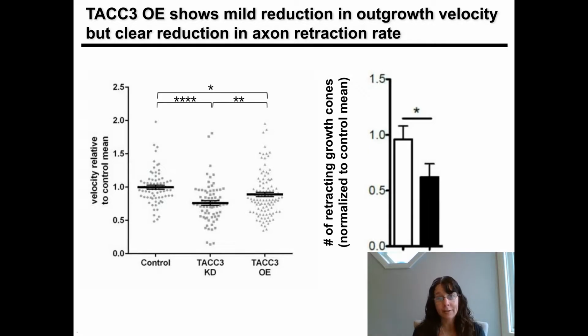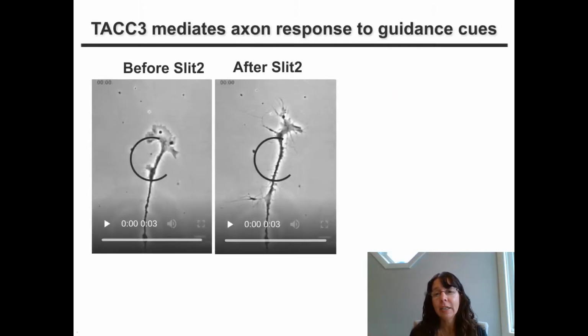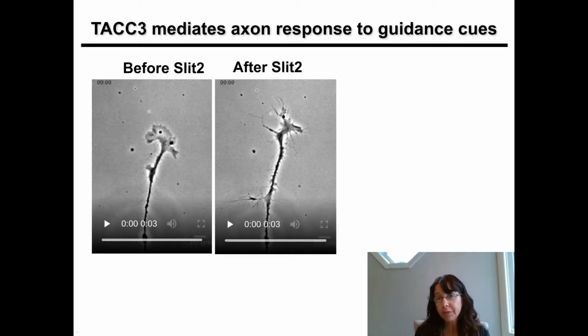So this was interesting to us, and we wanted to know more about whether TACC3 could be mediating axon outgrowth in response to guidance cues. So what Burju did is she applied SLIT2, which is normally a repulsive factor, and she found that normally when you add SLIT2 to the media of these axons, there's a collapse of the growth.